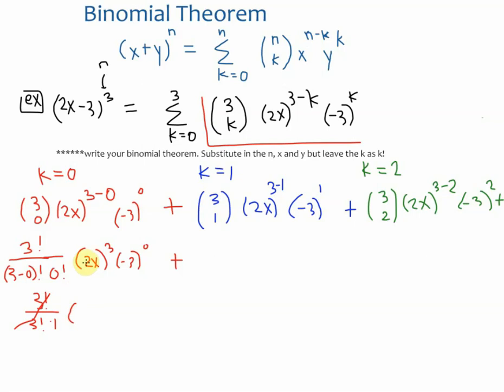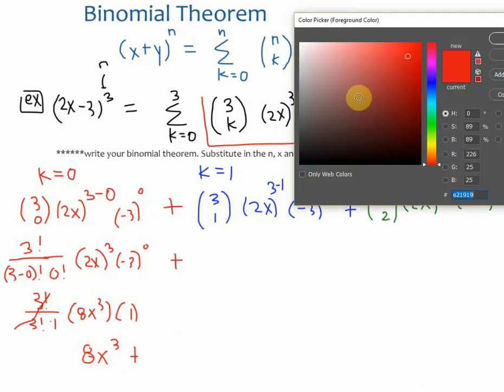So now we have 2x to the third. Remember, if there's an exponent outside of parentheses, you have to raise both of these to the third power. So I get 2 cubed is 8. x cubed is x cubed. And then negative 3 to the 0 power equals 1. Okay, so we have 1 times 8x cubed. Okay, so that first term is 8x cubed. Whew, we got it. Okay? All right, the second term.